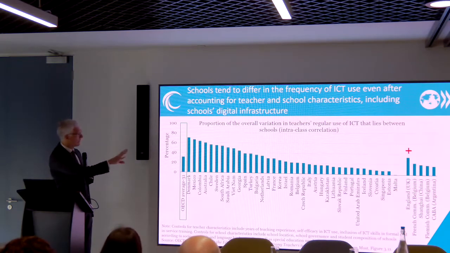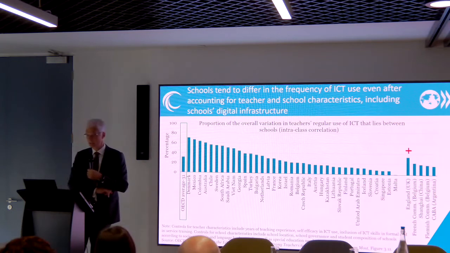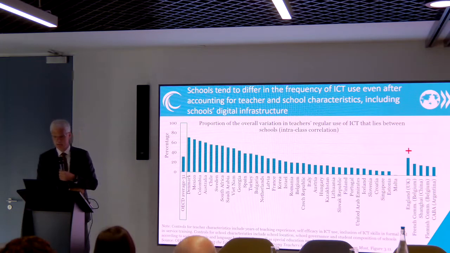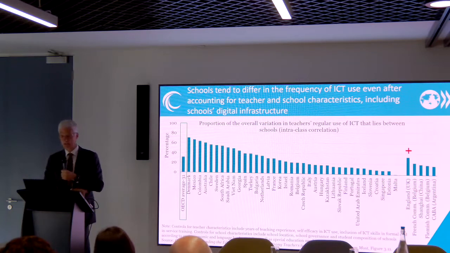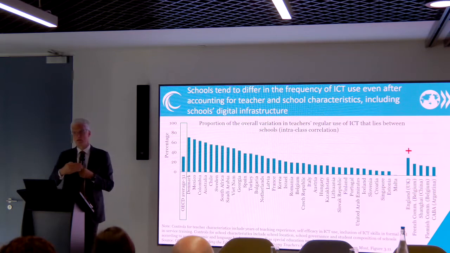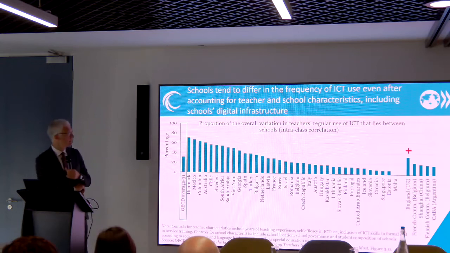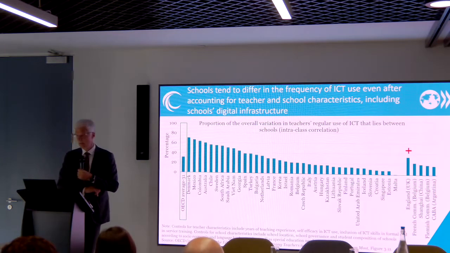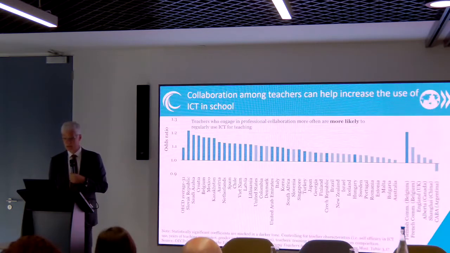This is what we call the intra-class correlation. That is the degree to which there are differences among schools. And you can see basically when you account for teacher and school characteristics, including the infrastructure, you subtract all of this. How do you use what you have? You can see there's quite a bit of variation in school systems, and that includes England as well, in the use of technology infrastructure.